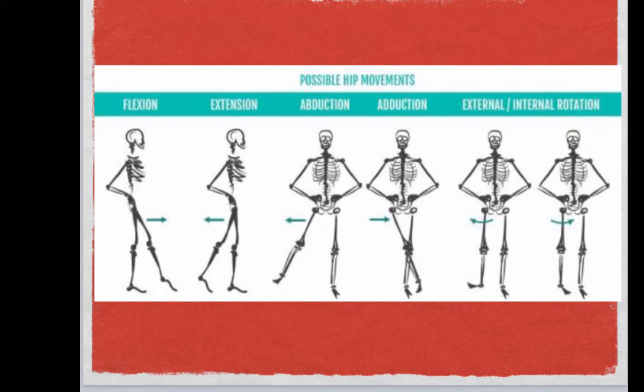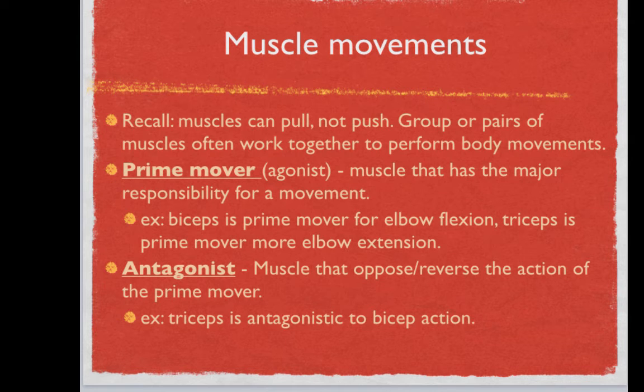The hip joint is another ball and socket joint, so again it can perform many different movements. And you can see here what extension, flexion, abduction, adduction, and rotation of the hip would look like. Every muscle movement is a result of muscles shortening or pulling on the skeletal system. Muscles can only pull, they can never push. And because of that, you frequently need to have groups or pairs of muscles at least, so that if you bend a joint one way by shortening one muscle, you're able to reverse that motion and bend the joint the other way. The prime mover or agonist is the muscle that has the major responsibility for the movement.